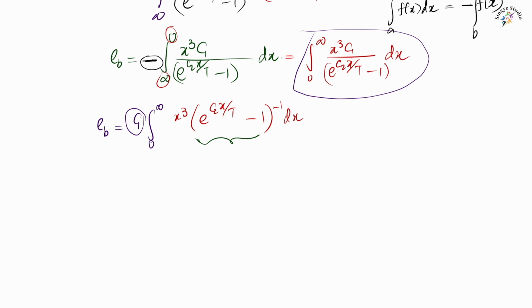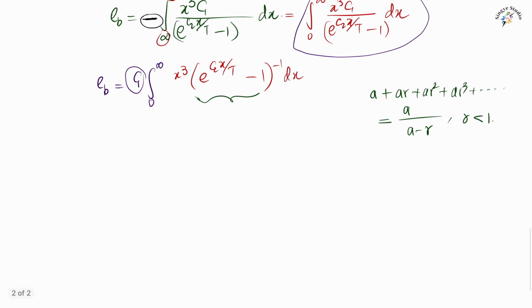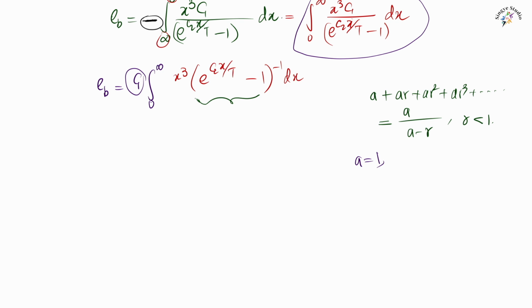An infinite geometric series with the first term a can be written as a plus ar plus ar squared plus ar cubed, like this. If this is the infinite series, then it converges to a by 1 minus r, where r is less than 1, right? Here, if I say that my first term a is 1, then I can write 1 plus r plus r squared plus r cubed plus so on, and it will converge to 1 by 1 minus r.